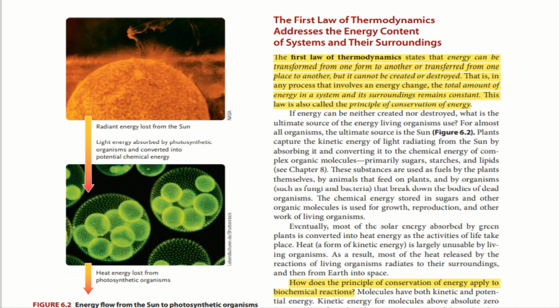First law of thermodynamics addresses the energy content of system and their surrounding. First law of thermodynamics states that the energy can be transformed from one form to another, or transferred from one place to another, but it cannot be created or destroyed. That is, in any process that involves an energy change, the amount of energy in a system and its surrounding remain constant. This law is also called the principle of conservation of energy.